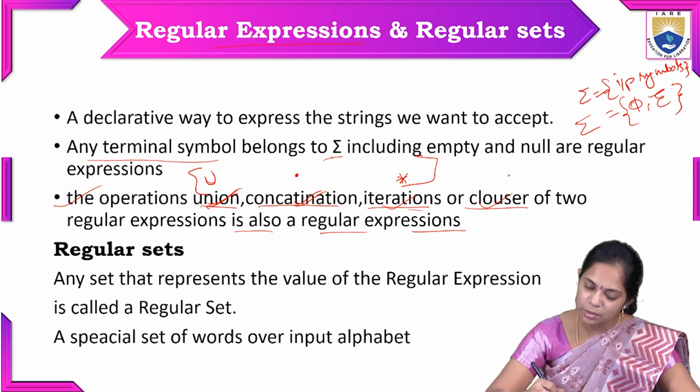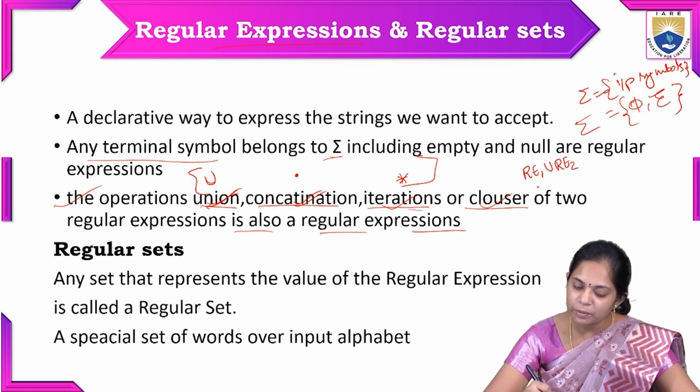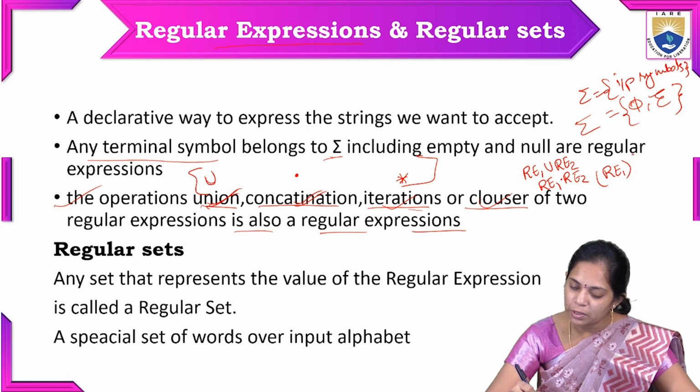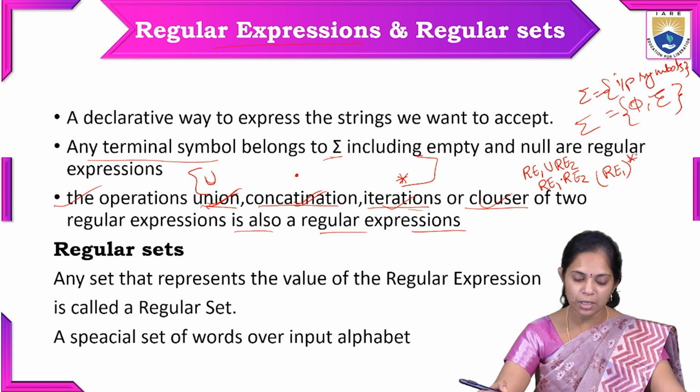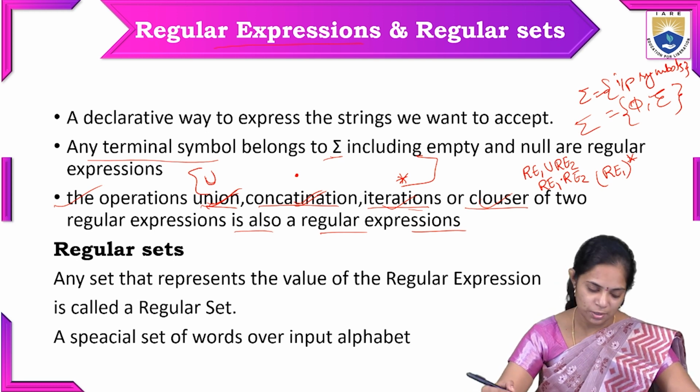Like if you take regular expression 1 and perform a union operation, we will write it like this. And if you want to perform the concatenation operation, regular expression 1 dot regular expression 2. And if you want to perform the closure operation, we will denote it like this. So these are the representations of the operations for regular expressions.